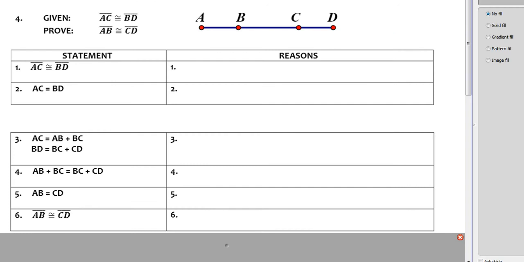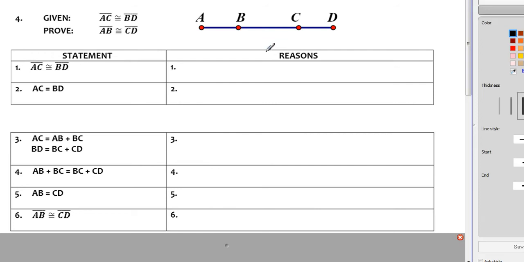All right, we're going to do one more, and then you guys can go on and do your worksheet. Right here we're told that AC, the whole length here, is congruent to BD, whole length here, and we're trying to prove that AB here is congruent to CD here. So first one, that's nice and easy. It's always your given. We said that AC is congruent to BD.